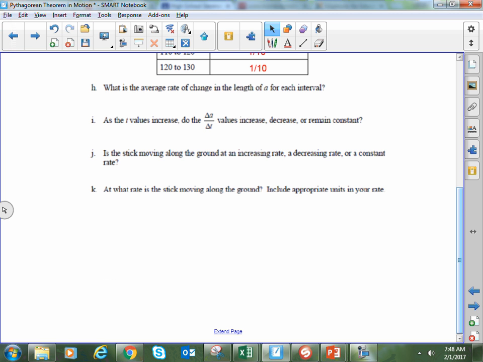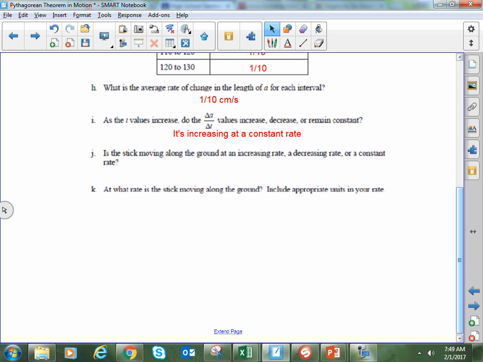So what is the average rate of change? In this case, 1 centimeter for every 10 seconds. And as t increases, does that rate of change increase, decrease, or remain constant? In this case, it's constant. The reason why I know it's constant is because the scatter plot produced a line. If it was not a line, then it would not be constant. That's kind of the characteristic of a line. The rate of change is always the same throughout the whole process.